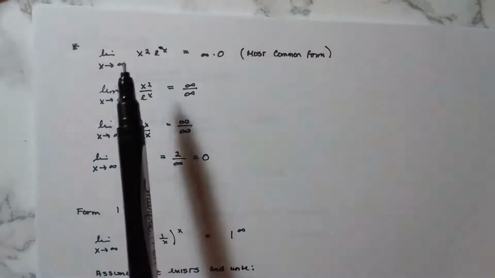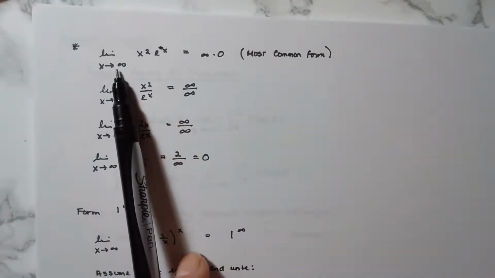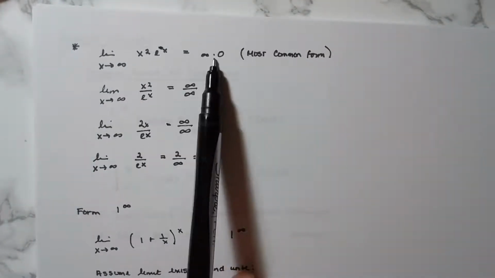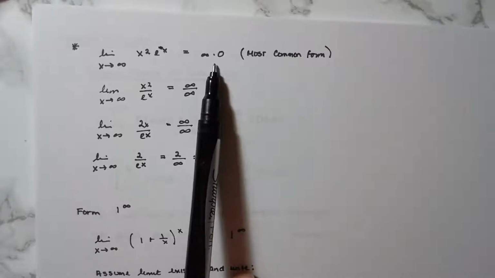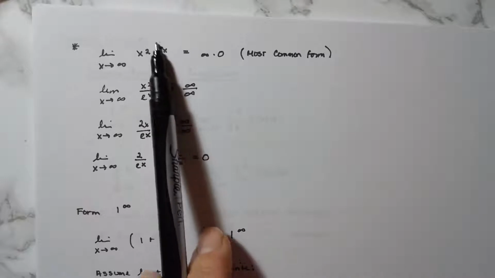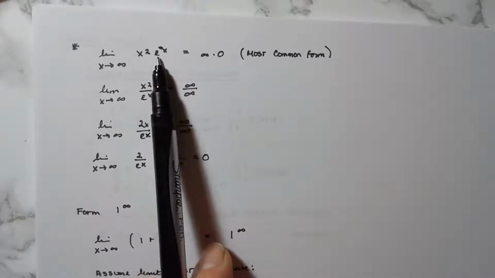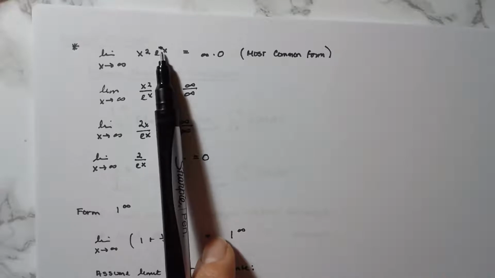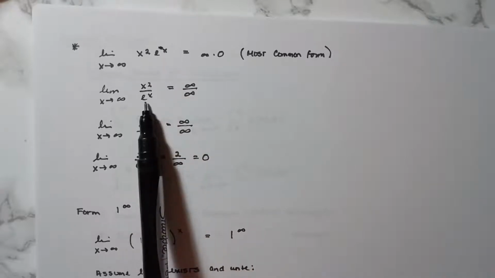Anyway, if you plug infinity in, you're going to get infinity times 0, which is not 0 over 0 or infinity over infinity. So that means you're going to have to play around with this. You're going to have to rework this to get it into the form of 0 over 0 or infinity over infinity. So we know that e to the minus x is 1 over e to the x. So I'm just rewriting this.